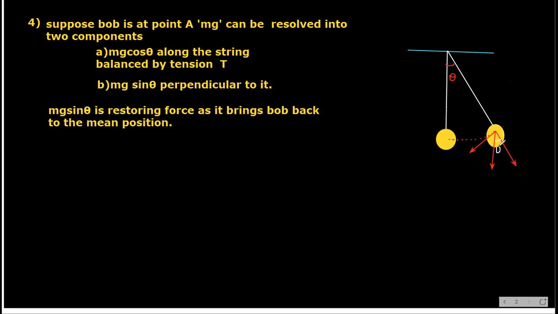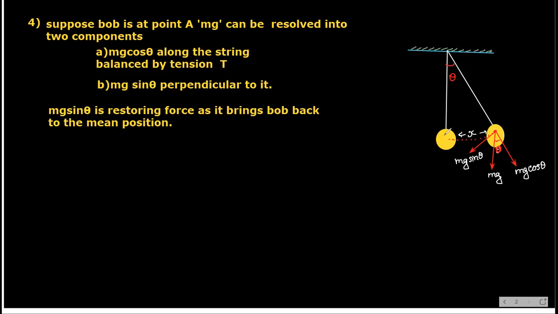Because this angle is how much? Theta. So this component is mg cos of theta. This is mg, and here it is mg sine of theta, which will bring it back. And let us assume that x is the displacement. Understood? Clear? And this is ceiling.